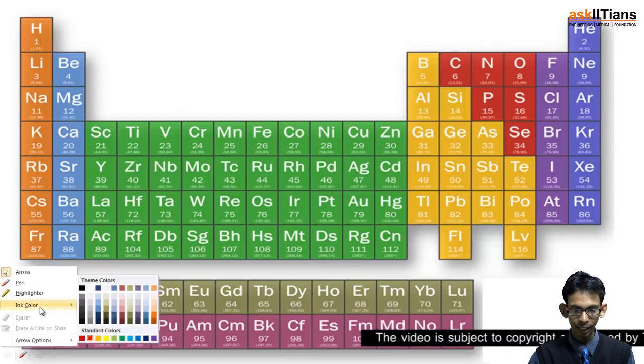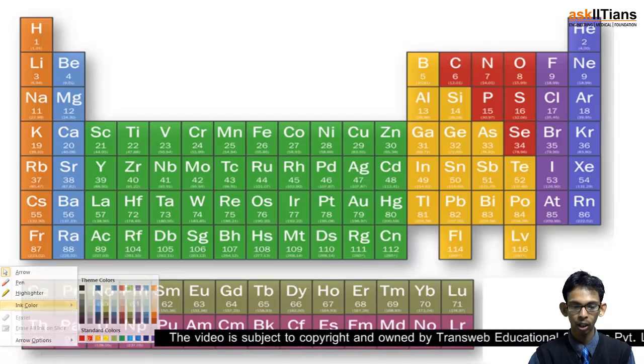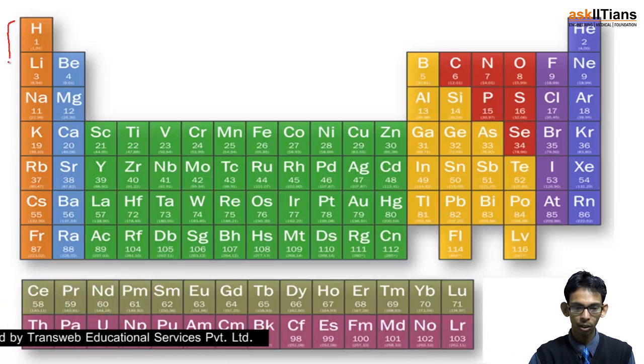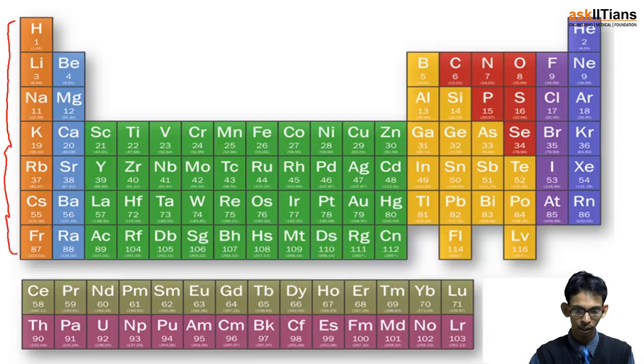You can see that there are some horizontal rows, and these are called periods. So there are a total of 7 periods in the modern periodic table: 1, 2, 3, 4, 5, 6 and 7.